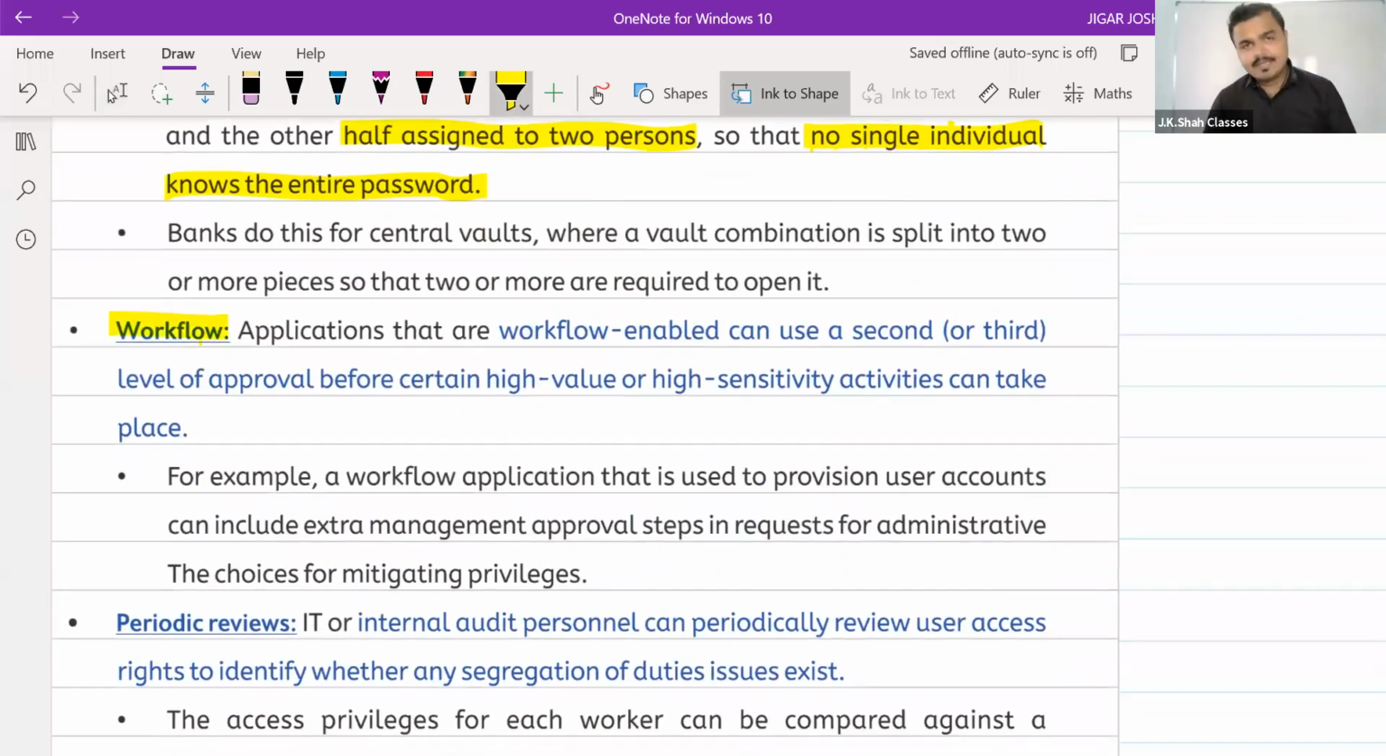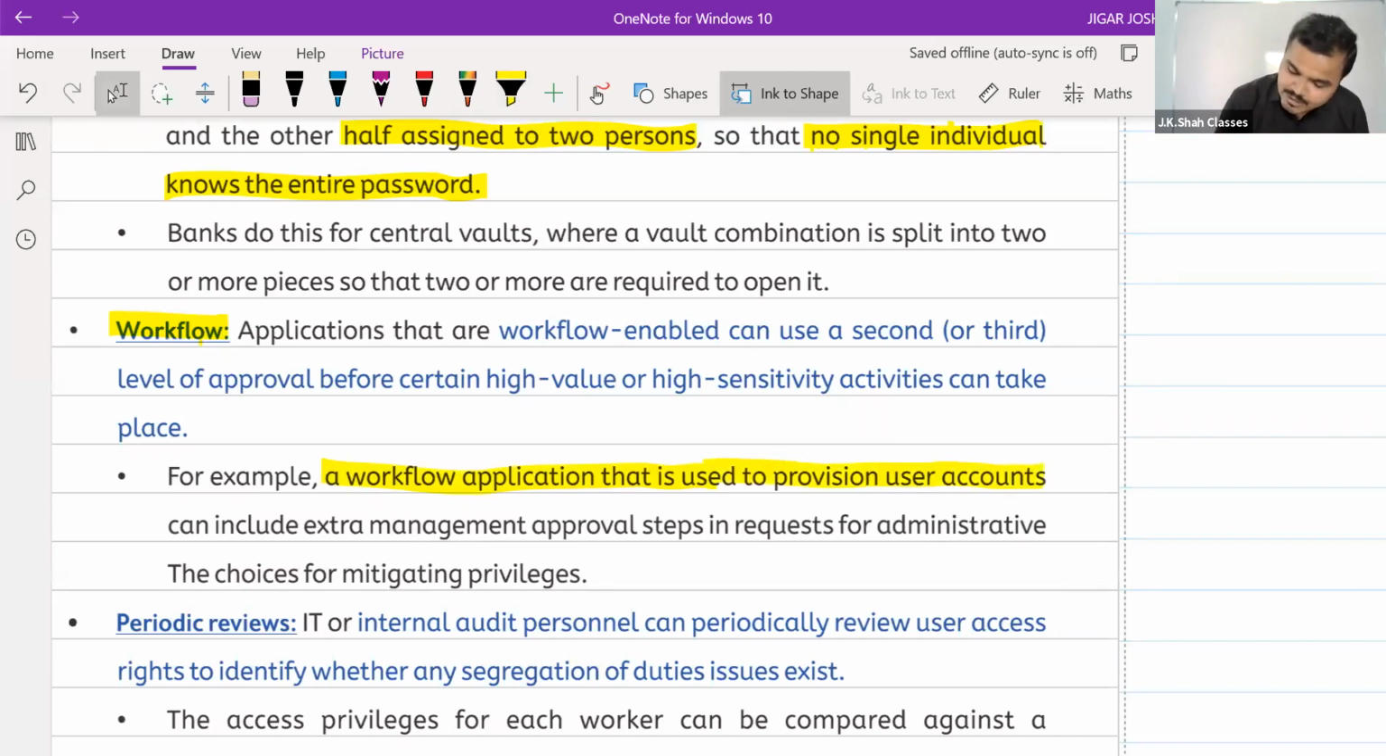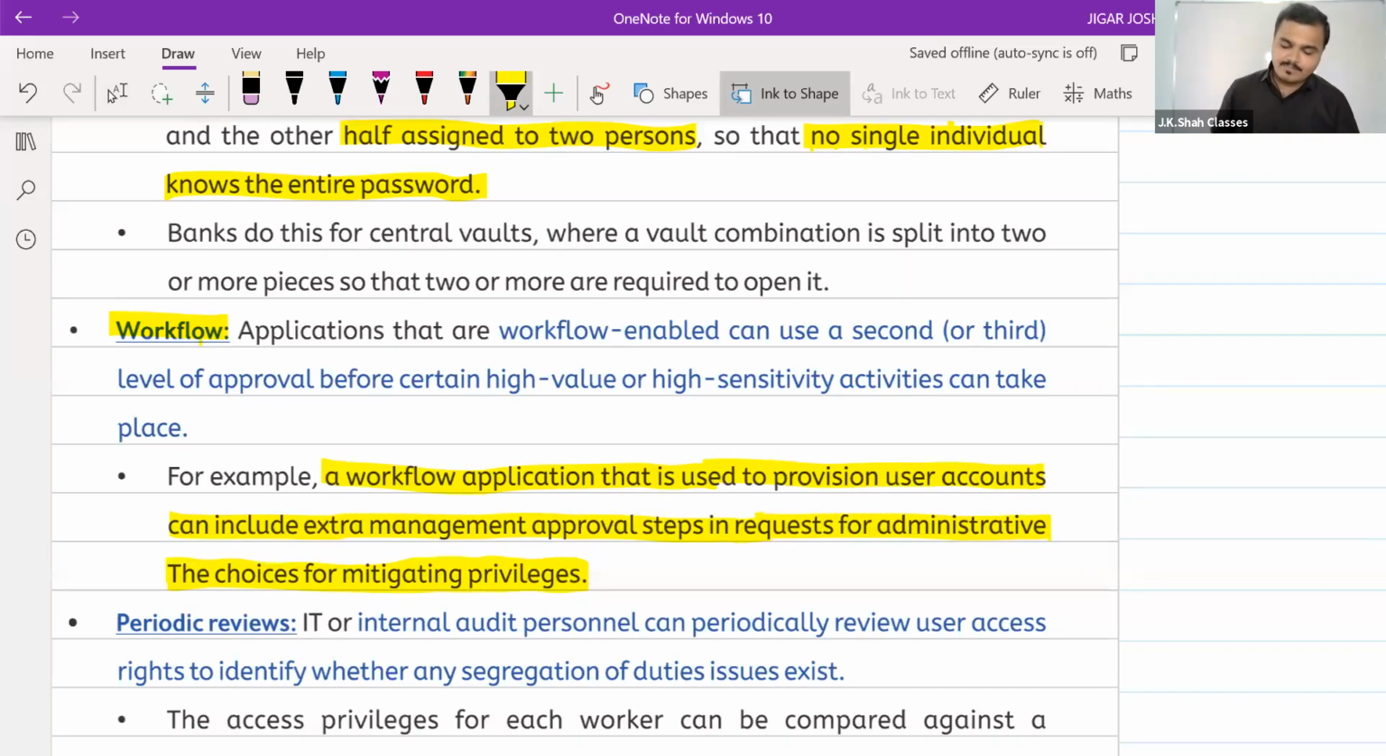Now see this. Here I'm directly going to explain with examples. A workflow application that is used to provision user accounts can include extra management approval steps in requests for administrative or mitigating privileges. It means what? Sir, to a certain extent, allowed access will be there. But if anyone wants access over and above the normal access, then obviously permission from management is needed. Till the time the manager does not permit it, no one is allowed. Agree? Yes, sir. Sir, example, please.